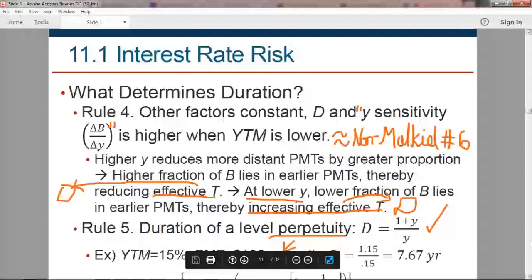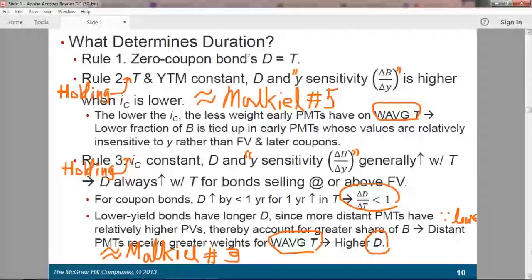The next topic is what determines duration. This is something you can read. What matters more is how to use duration to predict the bond price change, how much it will change in percentage and in dollar price. So, what determines duration? This we will skip.